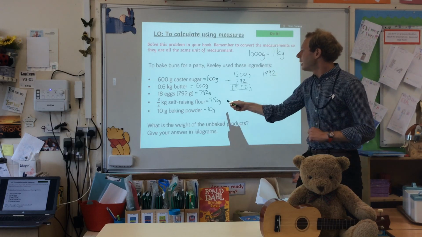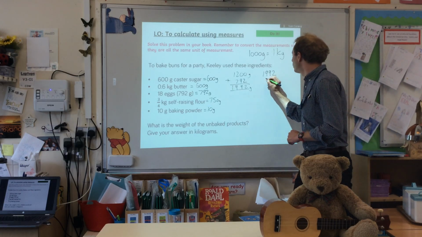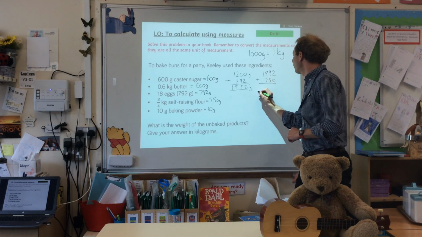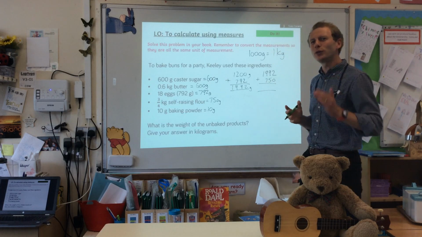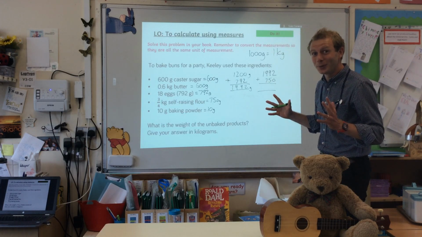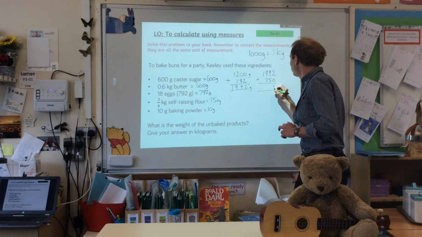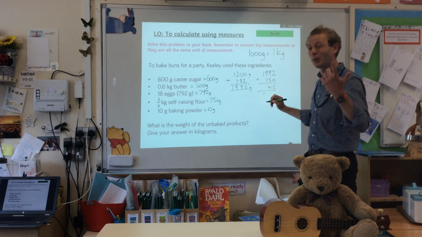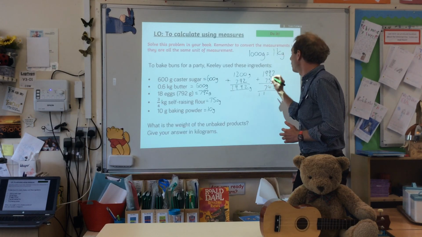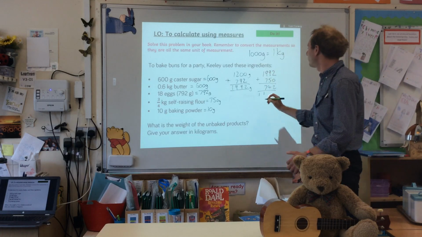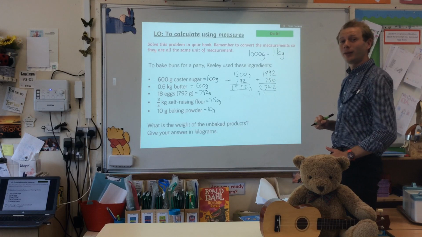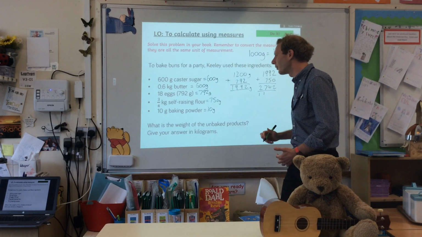So my 1,992, I now need to add my self-raising flour, which is 750 grams. So we'll have a race. I'm going to do the written method. You try and do it in your head. 3, 2, 1, go. 2 plus nothing is 2, 9 plus 5 is 14, 4 carry the 1, 9 plus 7 is 16, plus my 1 is 17, 7 carry the 1, 1 plus absolutely nothing is 1, plus my 1 that's left over, 2,742. Did you beat me? Probably did, you're pretty clever Year 6s.